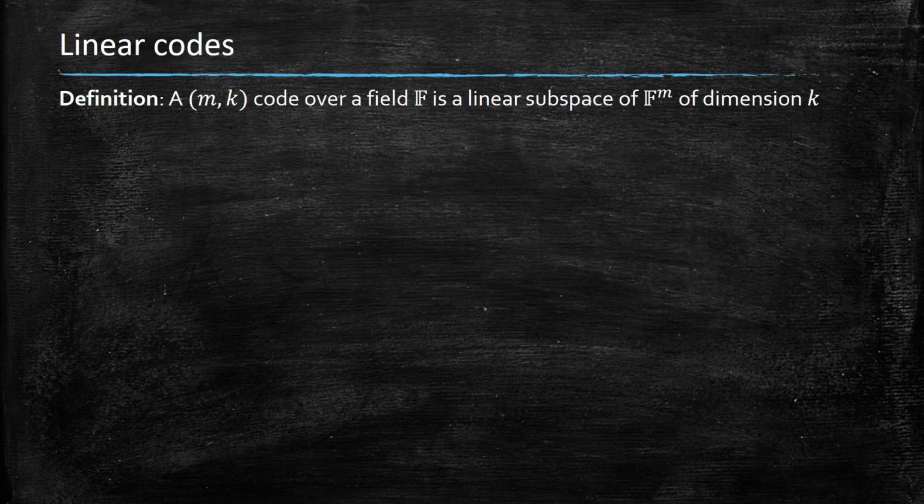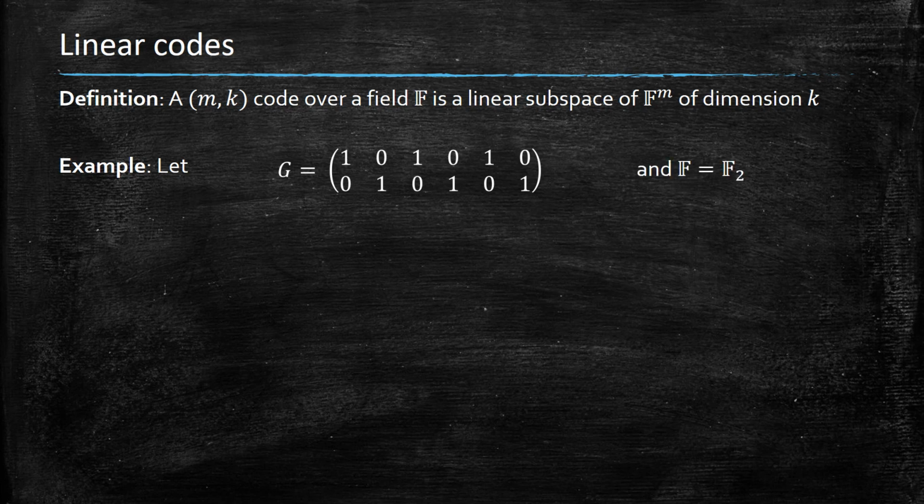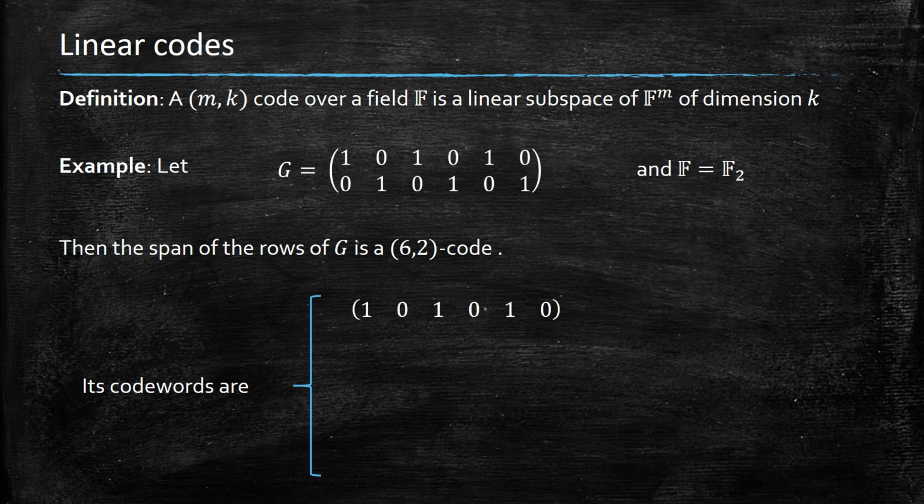So, linear codes. An (M, K) code over a field K is a linear subspace of F to the M of dimension K. So for example, let G be the matrix defined as follows over the field F equals F2, the field of two elements. Then the code words of G are all the linear combinations of the rows of G, which are the first row, the second row, the sum of those two rows, and of course, in every linear code, the zero vector. So we have here 4 code words, which are all the linear combinations of the rows of the matrix G. We will call it the generating matrix of our linear code.